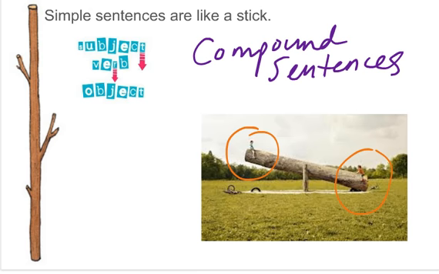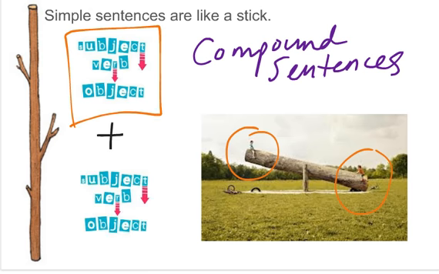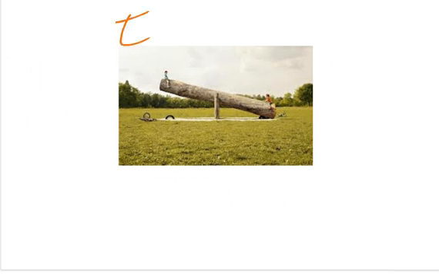While a simple sentence has a single subject, verb, and object, a compound sentence has two. We call these subject, verb, object pairs independent clauses. So while a simple sentence has one independent clause, a compound sentence has two independent clauses. Let's look at an example.